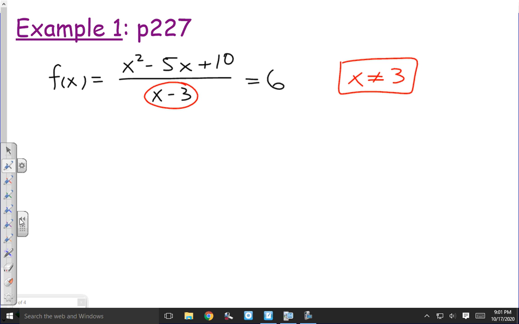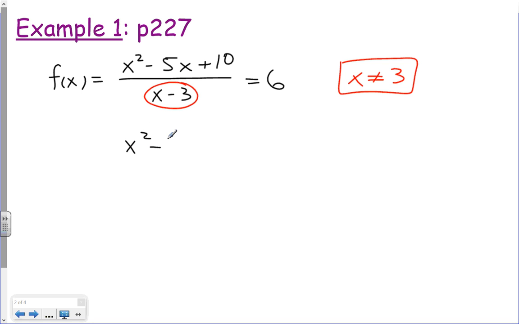The first step to solving this is we're going to multiply both sides of this equation by x minus 3, by that denominator, to get rid of the fraction. So you'll end up with, on the left side, x squared minus 5x plus 10, and that's equal to 6 times x minus 3. You'll notice at this point that this equation is now defined at x equals 3. Which is why it's important that we indicated up above that x cannot be equal to 3, and we keep that in mind as we're solving this problem, that our domain does not include x equals 3.